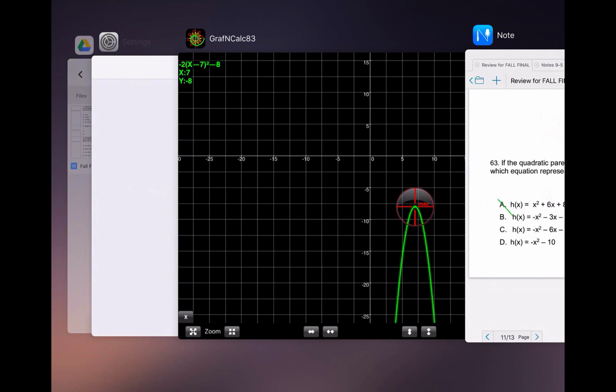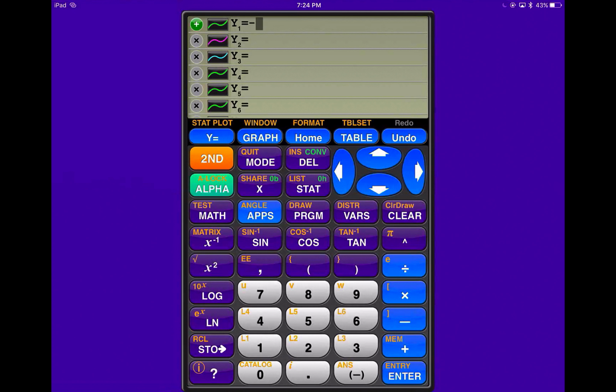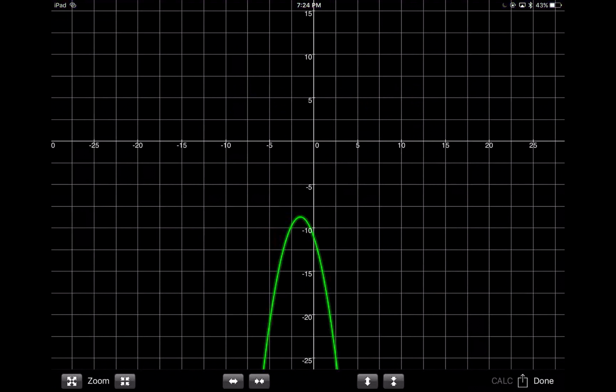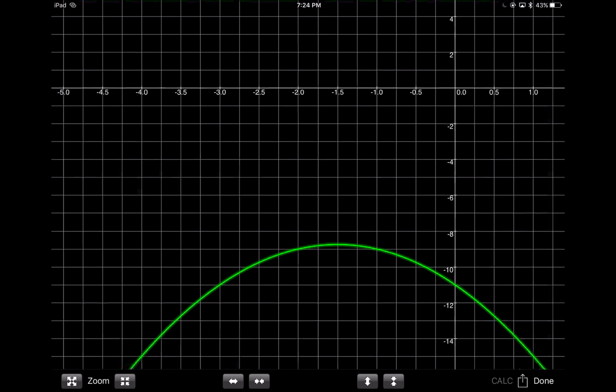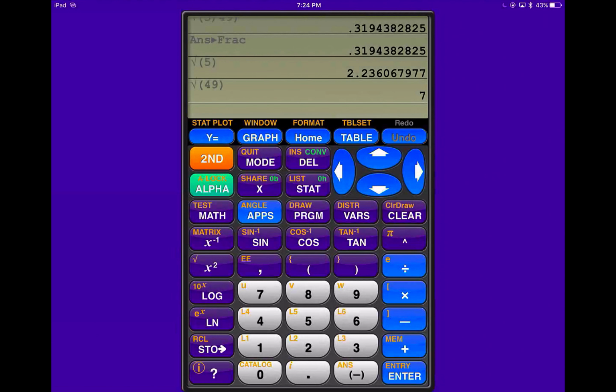So if I want to go the calculator route, I'm going to type in -x squared minus 3x minus 11 and graph it. Now this one looks like it was reflected, but it does not look like it only went down 1 and went down a lot. So that's not going to be my answer.